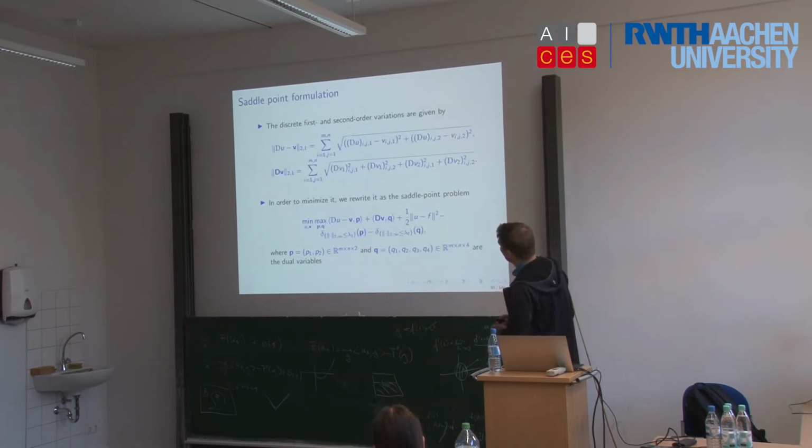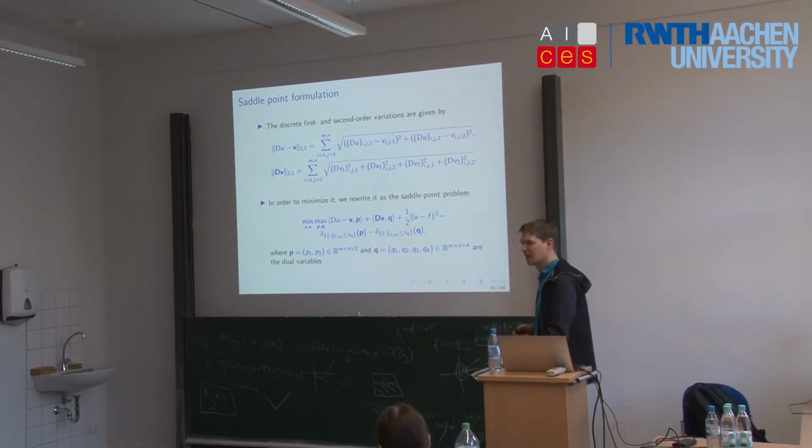So here are just a few more details about how these mixed 2-1 norms look like, but there's no surprise. You take the component-wise 2 norm and sum it up. Here again the component-wise 2 norm, now on these more components, and sum it up. The saddle point formulation looks like this. It looks complicated, but once you have understood the concept behind it, it's more or less plug and play.